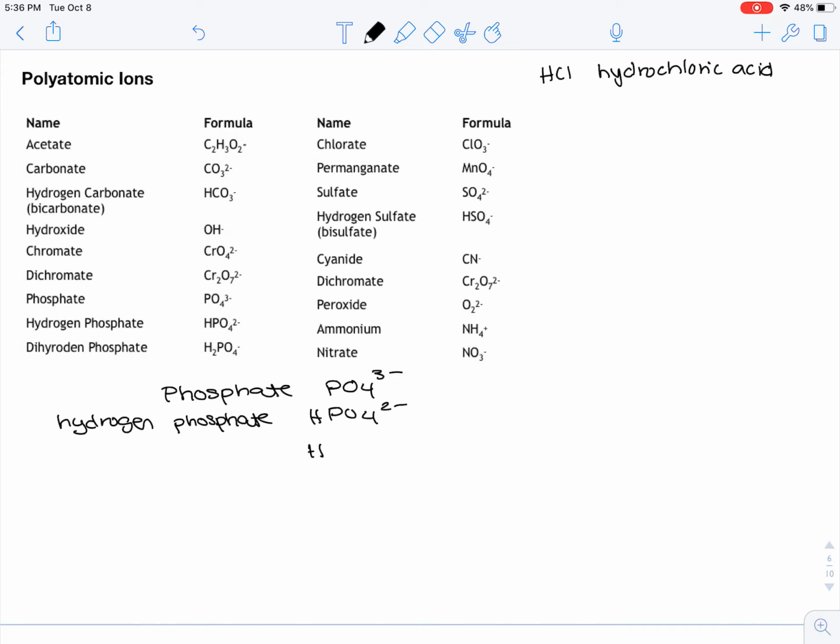Now, if I add 2 hydrogens, PO4 3- was my base, 2 hydrogens, that still gives me a -1. Now I have to indicate that. I can't just write hydrogen phosphate because it's not just 1 hydrogen, it's 2. So I write the prefix di, meaning 2, dihydrogen phosphate.